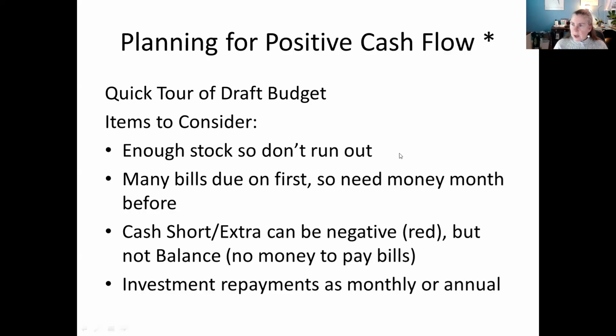So again, you have to have enough stock so you don't run out. If I'm going to sell 5 units, I'm probably going to buy the 10 the first time, so I always have a few extra as I go forward each month. Many bills are due on the 1st, so you need to make sure you have that money by the 1st of the month. And I'm going to have that money to start out.